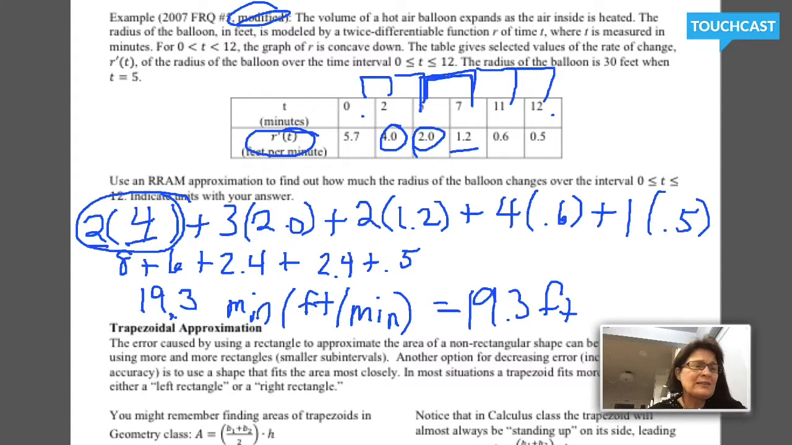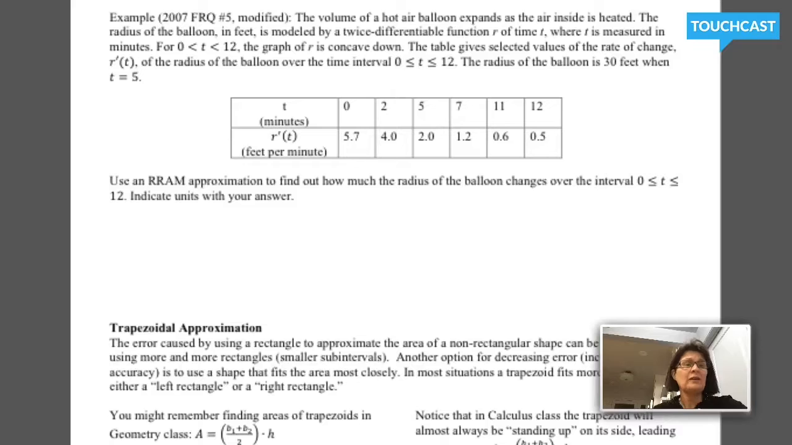And notice that matches. We were approximating a change in the length of the radius. And we've been told that the radius is measured in feet. Notice I didn't ask, but I see now I should have asked. 19.3 feet. Is that an overestimate or an underestimate of the actual change in the radius between time 0 and time 12? I'm going to write that answer.